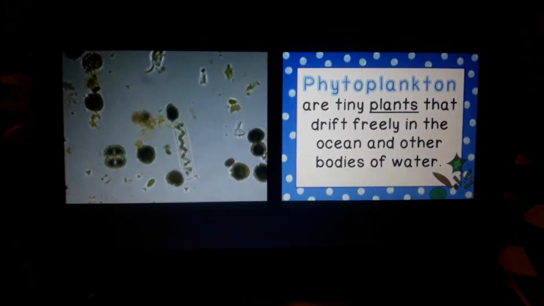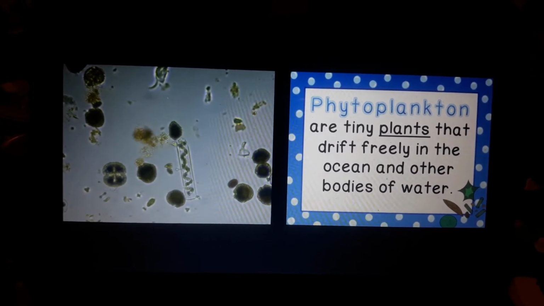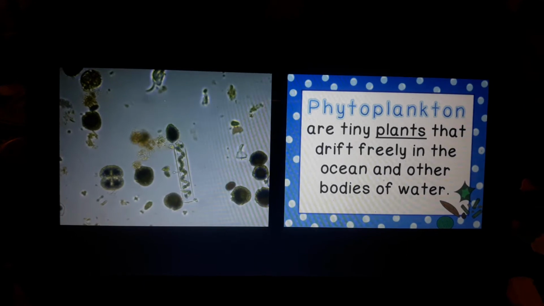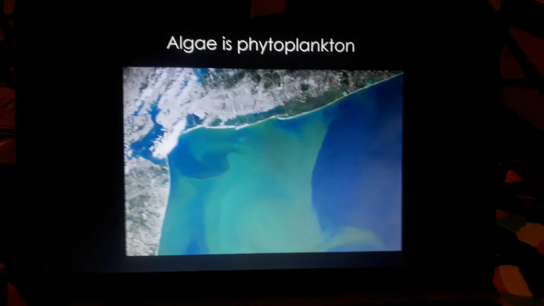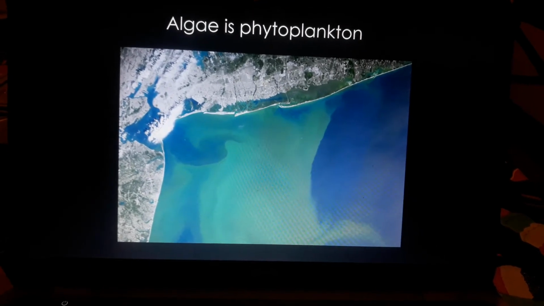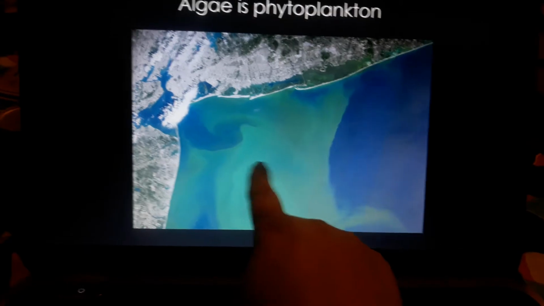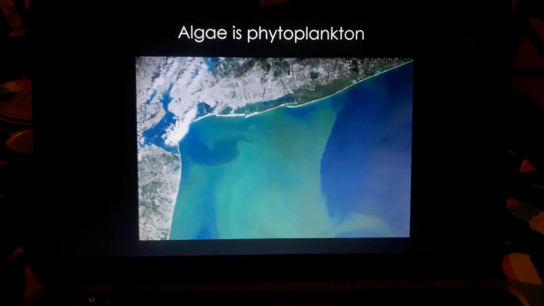All right, so what lives in the sunlight zone are little teeny tiny plants called phytoplankton. And they just kind of drift freely back and forth in the ocean water and other bodies of water. And algae is a type of phytoplankton. And here is a picture from a satellite where you can see all this green in the ocean out here. That's all phytoplankton. Isn't that beautiful?